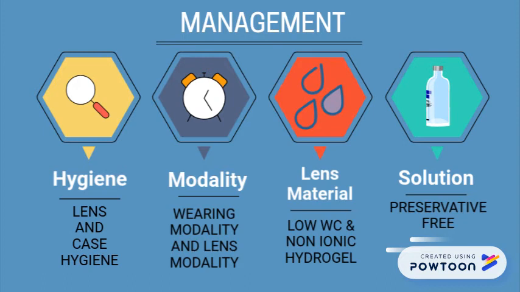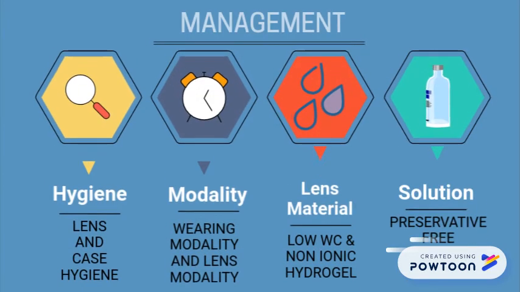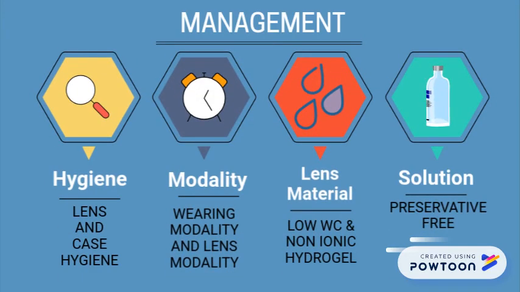Dailies are a good option for individuals who face a tight schedule daily or face inconvenience caring for frequent replacement lenses. With ocular dryness, one may opt for a hydrogel lens of low water content and non-ionic type, as they dehydrate less and require less moisture from the tear film to maintain their rigidity. They also collect fewer deposits than high water content lenses.